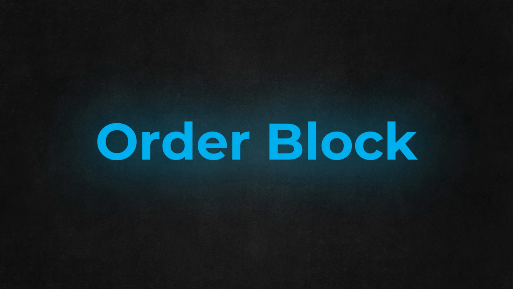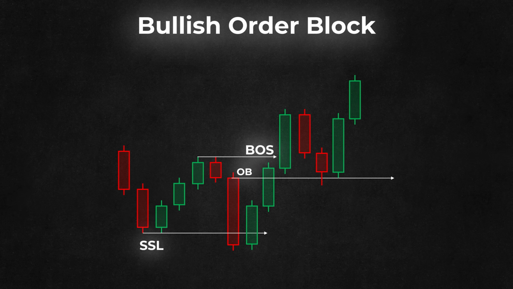Along with fair value gaps, the order block is one of the most famous concepts in the ICT method. An order block is again a very simple idea camouflaged as a sophisticated one. It's the open of the large candle that sweeps liquidity and then leads to the break of a structure right after. For example, a bullish order block is the open of the large candle that sweeps sell-side liquidity and then leads to a break of structure right after.